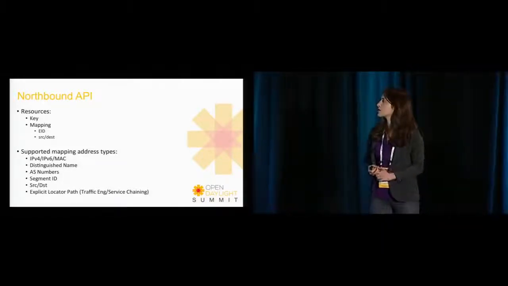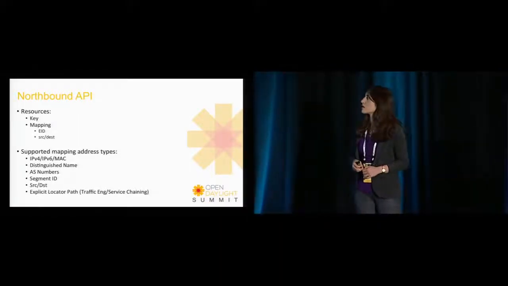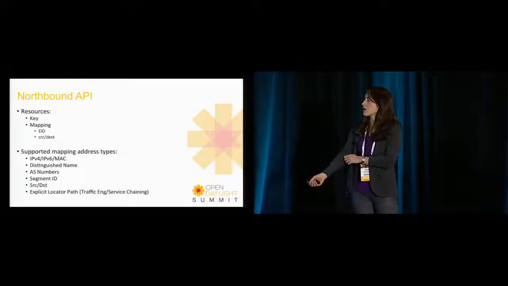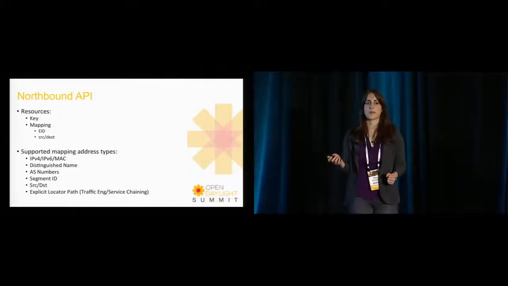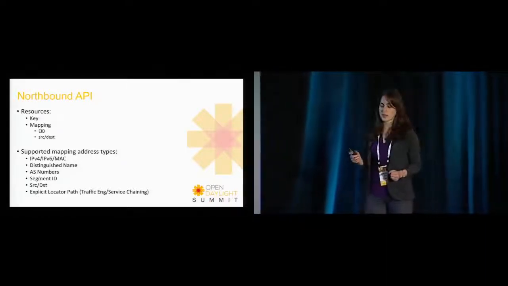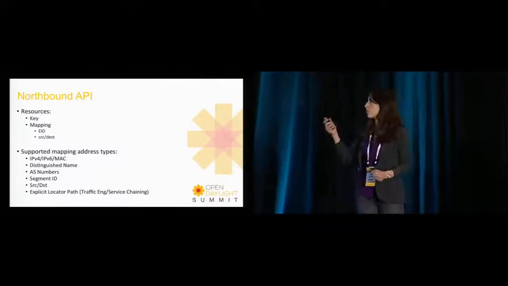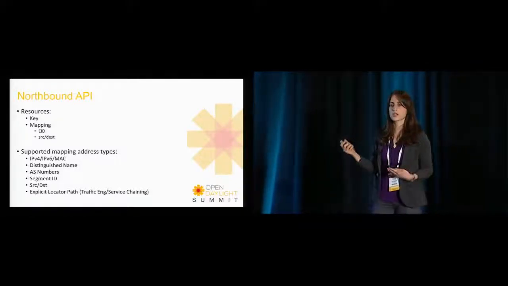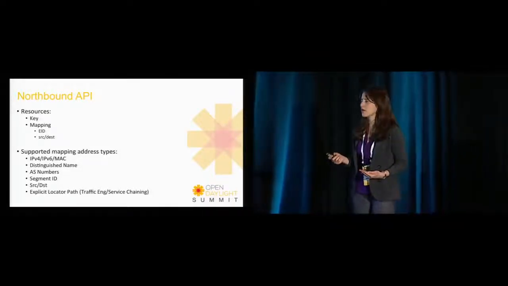Now, going through the northbound API, we have two main resources that we can play with. The main thing is the mapping, of course. So you can insert mappings or install mappings that provide location plus policy information for one EID, which would be like when you want to reach that EID, you have to follow those policies and reach that RLOC.